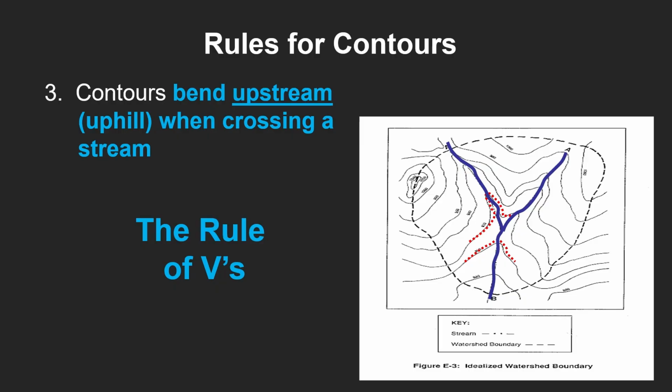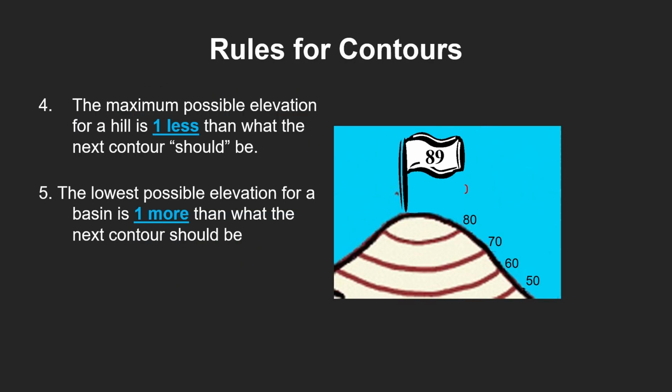Third, when contour lines cross a stream or valley, they form a V shape that points upstream. This is called the rule of V's, and it helps us determine flow direction. Fourth, the highest elevation on a hill is just below the next contour line that would appear. Finally, the fifth rule states that the lowest elevation in a depression is just above the next contour line that would appear. These rules help us estimate elevation extremes.